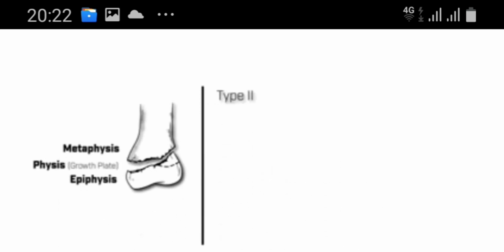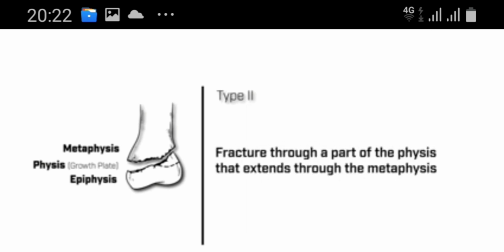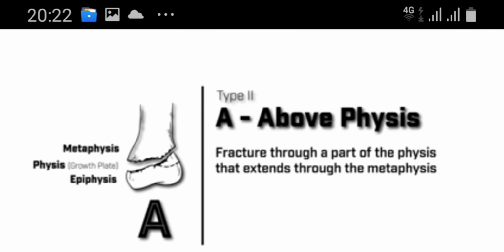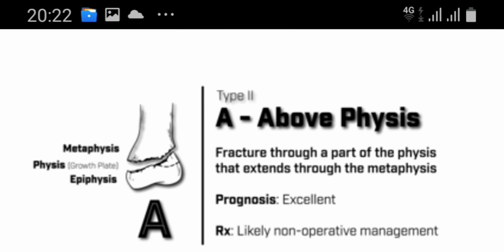A type 2 Salter-Harris fracture is a fracture that goes through the growth plate into the metaphysis. I remember this type 2 fracture by the second letter in Salter, which is an A for above the physis. That's because the fracture extends above the growth plate and into the metaphysis. Prognosis for this type of fracture is excellent, and the fracture can at times be managed non-operatively.